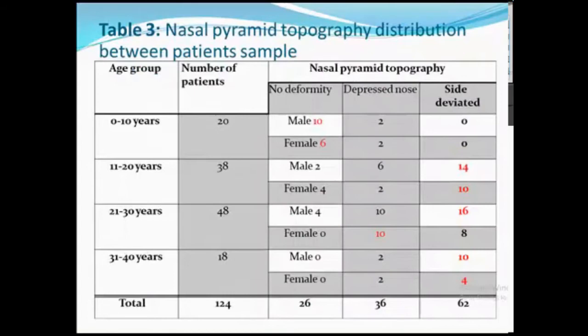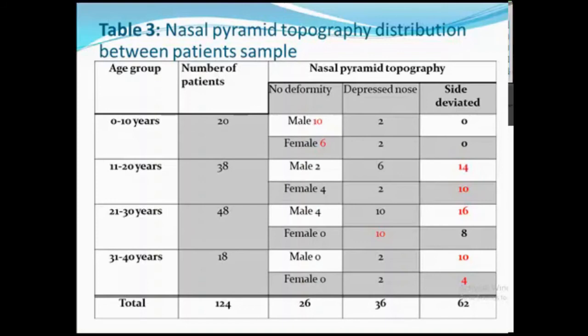Now, the relation between nasal topography distribution among the patient samples is shown in table 3. In the age group less than 10 years, in the male, no deformity, and in the female, also the most common is no deformity. But in the age group between 11 to 20 years, in the male and in the female, the most common topographic deformity is sided deviation.